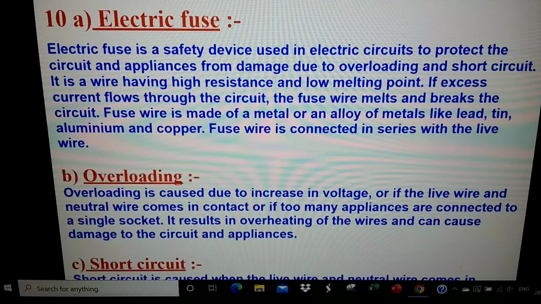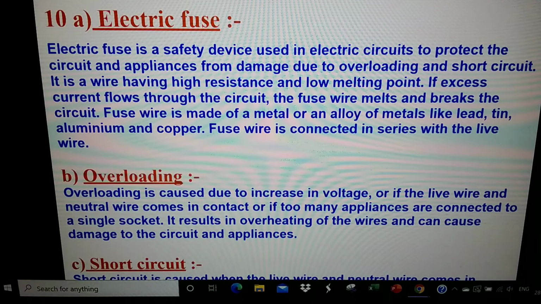Now, electric fuse. Electric fuse is a safety device used in electric circuits to protect the circuit and appliances from damage due to overloading and short circuit. It is a wire having high resistance and low melting point. If excess current flows through the circuit, the fuse wire melts and breaks the circuit.